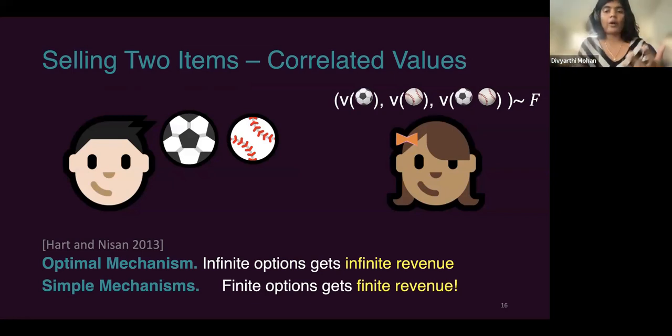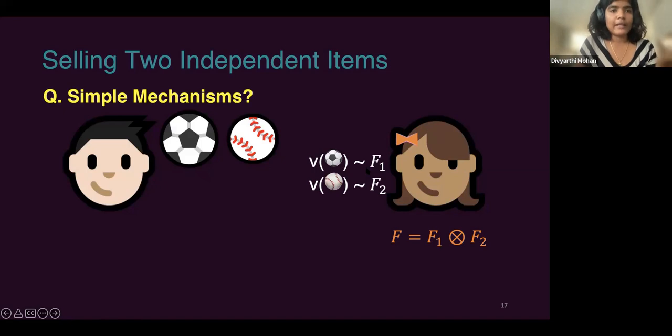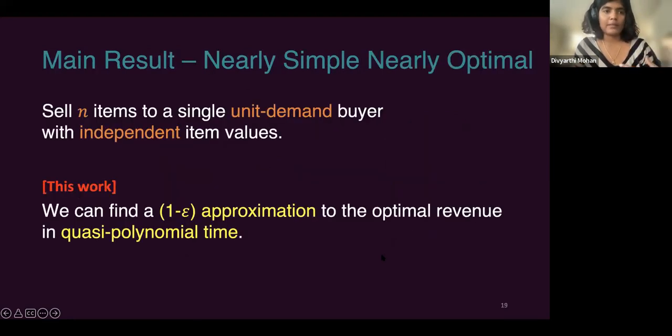Okay, so that's why it's important to understand the independent case. And in this whole talk, we are only going to be talking about independent item values. So the question is, in the two item case, when the values of the items are drawn independently, can we find a simple mechanism that gets good revenue? Or more generally, in the case of selling n items, when the buyer's values are drawn independently for each of the items, can we find a simple mechanism that gets good revenue?